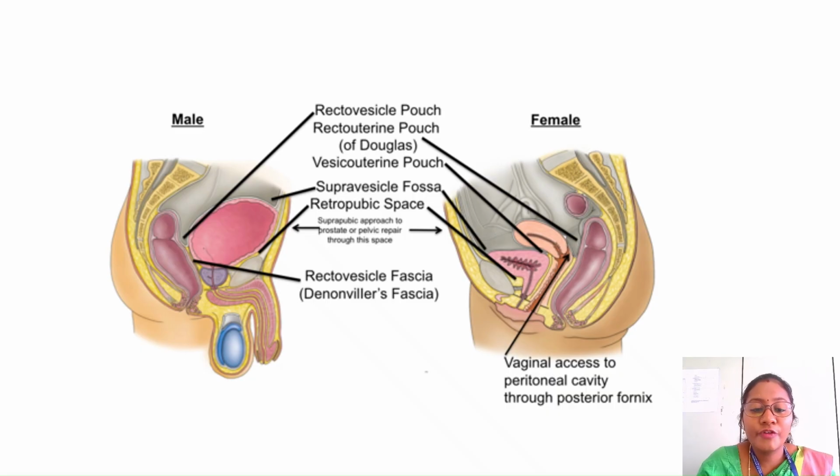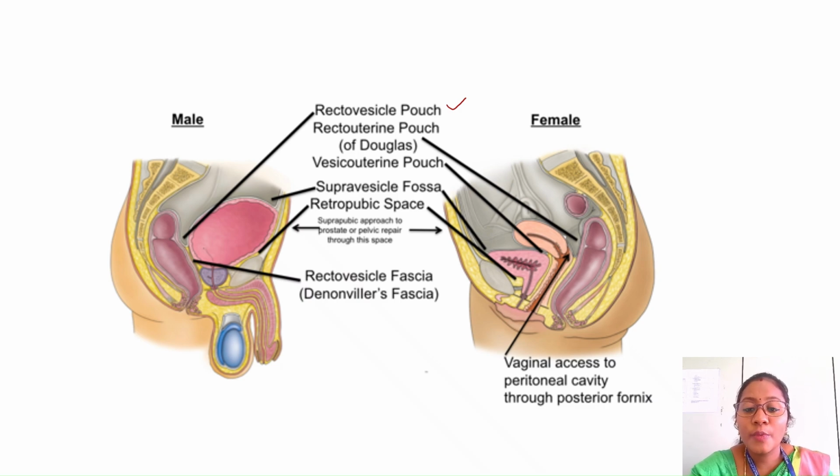So this is the difference between the male and female cross-sectional image. See the female cross-sectional image. This is the space called the recto-uterine space. The same thing is present in the male, and that is known as the rectovesical pouch. See the structure called the vesico-uterine pouch. That is the anterior structure.